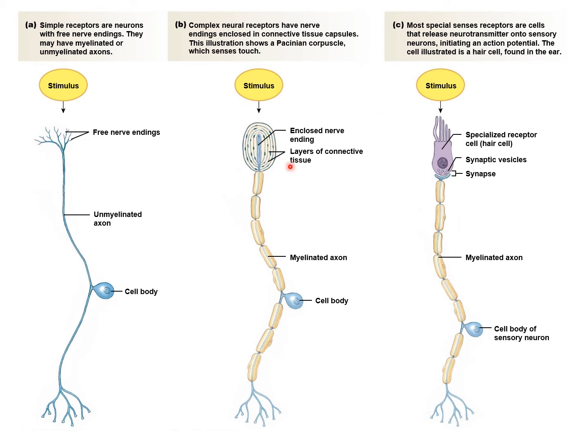Then we have other ones that are more complicated, like the Pacinian corpuscle here. It's a form of touch receptor. I'm not going to have you break out all of the different kinds of receptors, not anatomically anyway, but understand that this is still a free nerve ending.